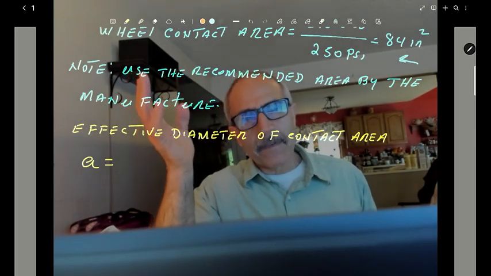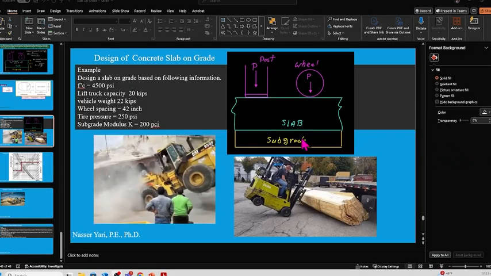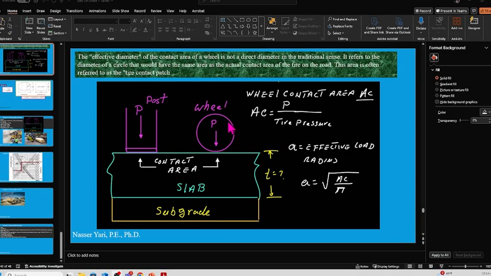Next, we're going to calculate the effective diameter of the contact area. To do this, let's go to the PowerPoint. I want to show you something here. First, you calculate the Ac, which is the wheel contact area, and that's your load on top of one tire divided by the tire pressure. In our case, our tire doesn't really have a pressure; it's a solid tire. Because it's a solid tire, the code says you can use 250 psi, so that's what we used. However, you may have the manufacturer tell you the contact area, and that's the best one to use. If you don't have it, use this way. Once we find our Ac, we calculate the effective load radius a, which is equal to the square root of Ac divided by pi, and that's an apple pie.